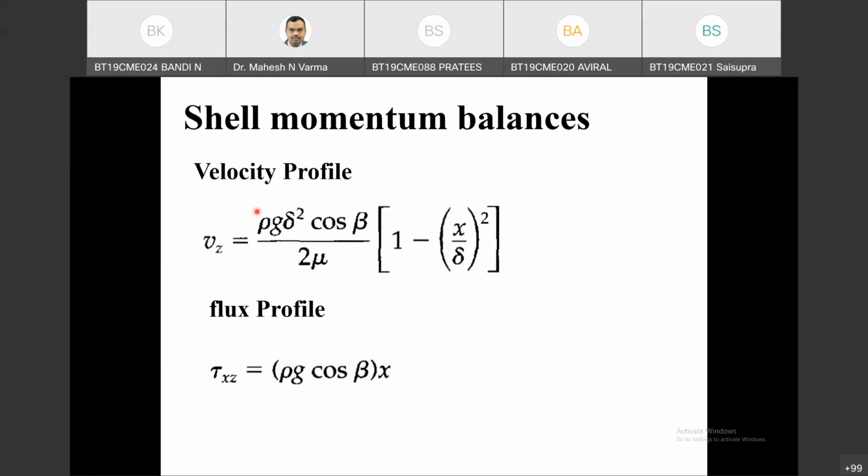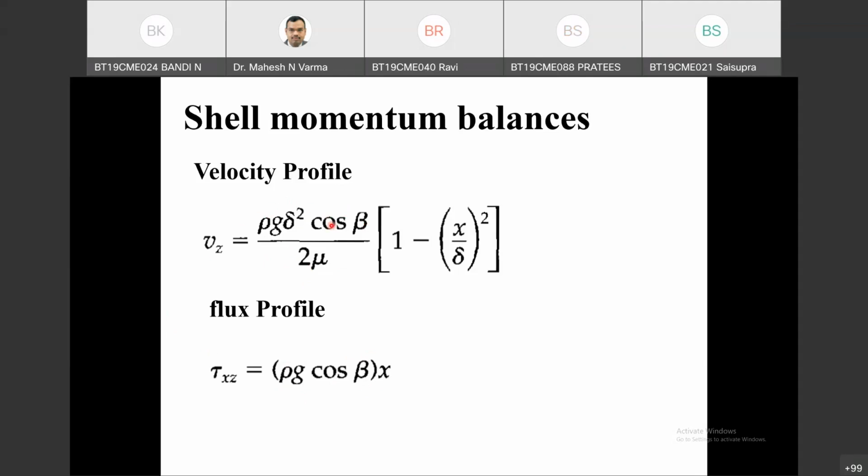Hello, sir. Yeah, tell me. Sir, velocity is proportional to x square. Okay. So the proportional relation is shown in this equation, and tau x is proportional to x linearly. Yeah, but why is this arranged only in this format? You can see the whole bracket is there here. Here this is constant.